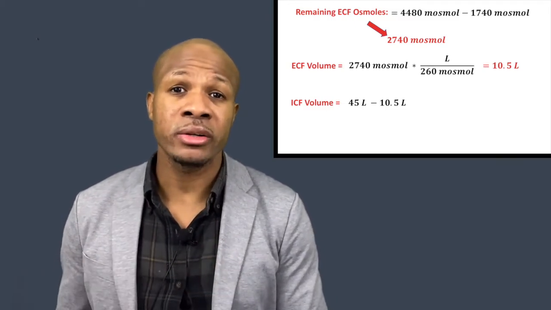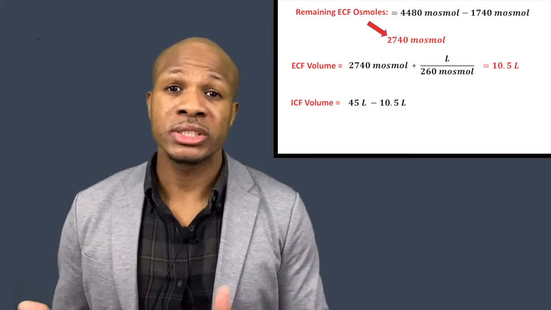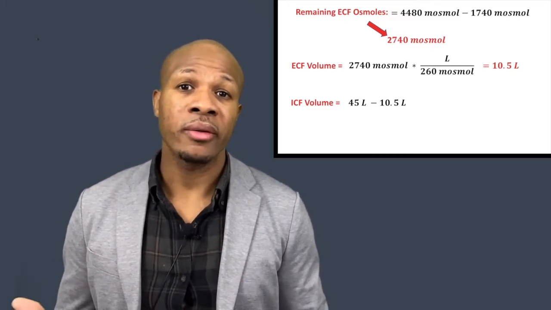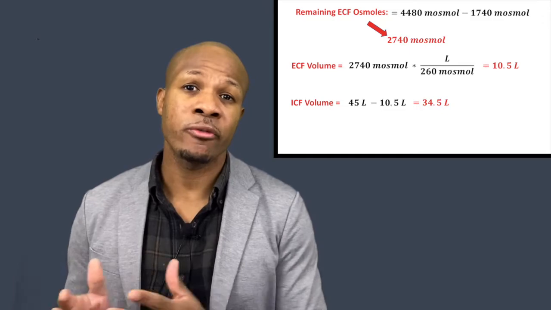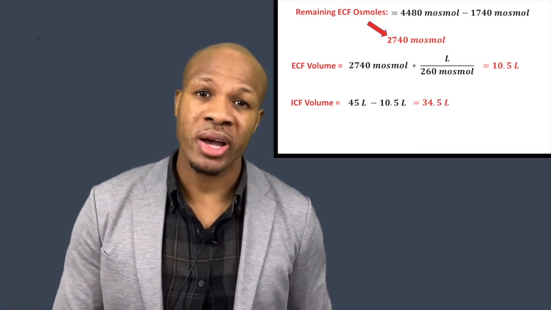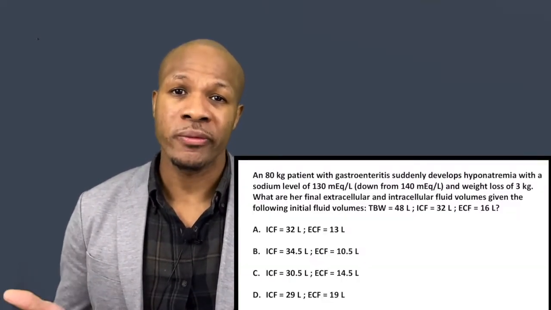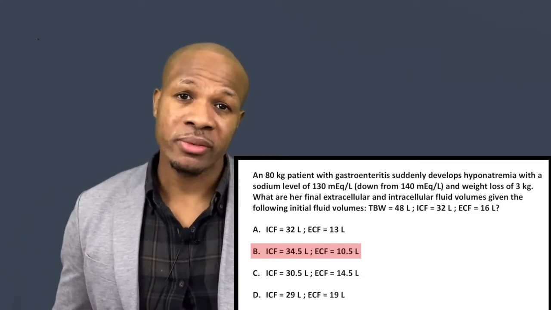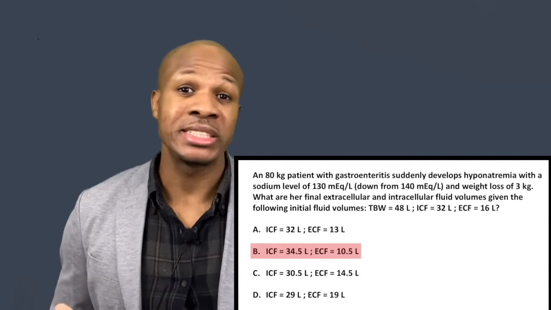And now to get the final intracellular fluid volume, we just need to subtract 10.5 from 45 because the total body water after the incident was 45 liters. So we have 45 liters, take away 10.5 liters, and we're left with 34.5 liters. So that is the volume of the intracellular fluid. So we have 10.5 liters and 34.5 liters. Easy, all right? Cool. Now let's go on to question number 3.